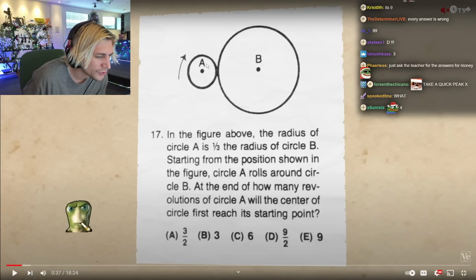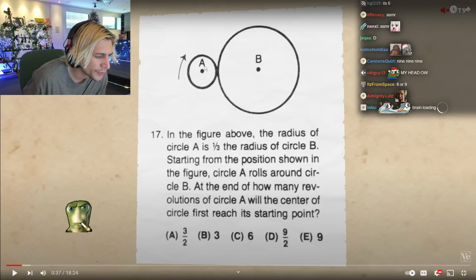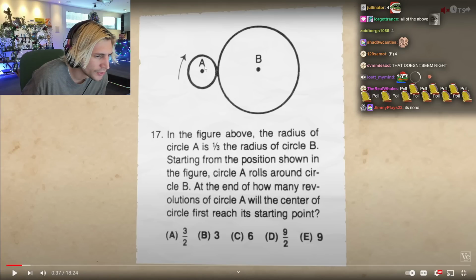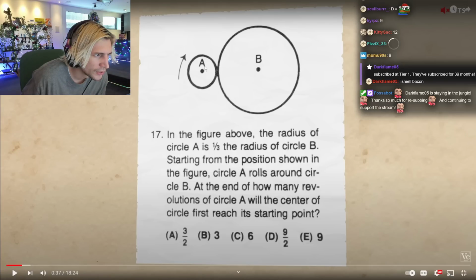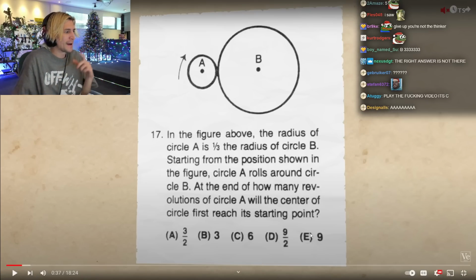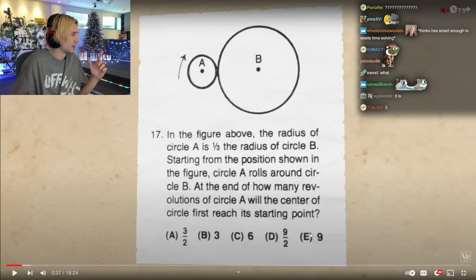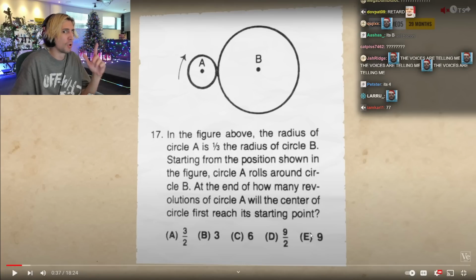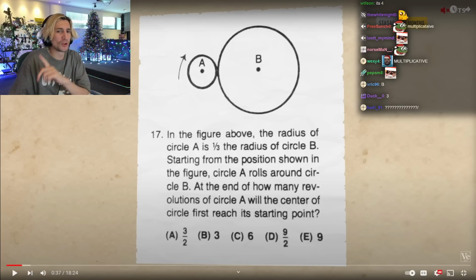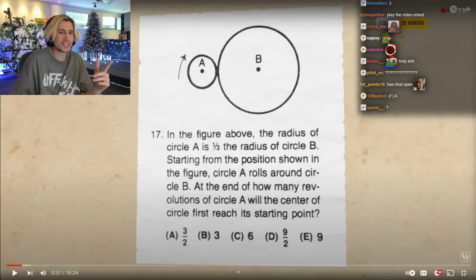If he rolls around, it's 1/3. It might just be 9. It's multiplicative.